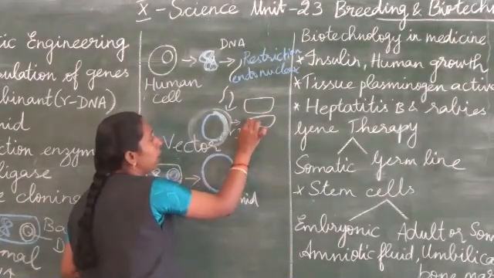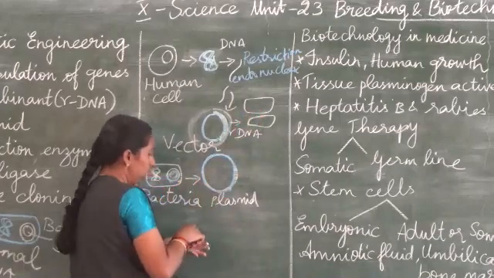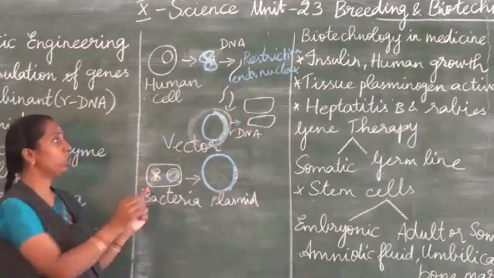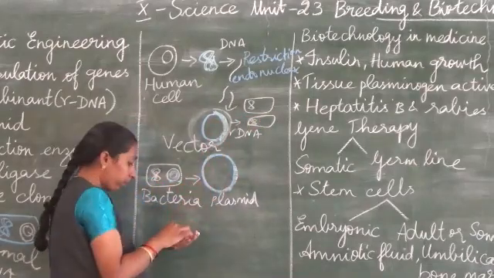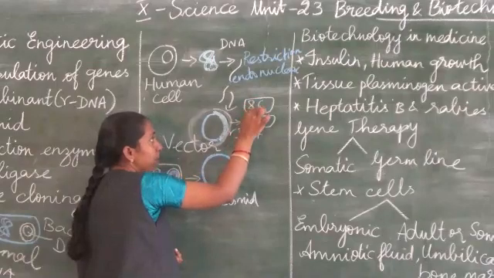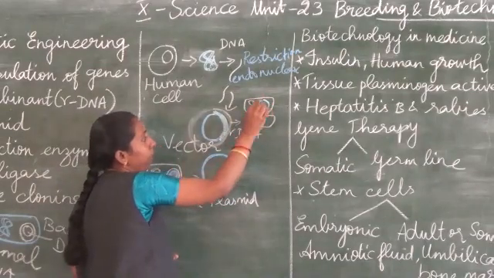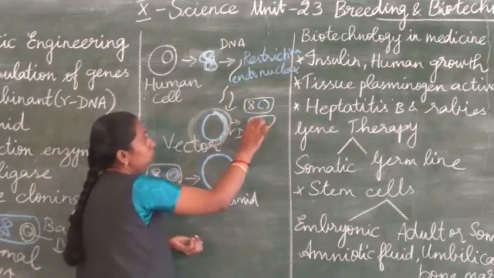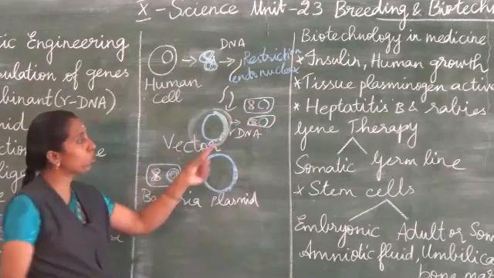So here, for example, there will be double circular DNA. This is the chromosomal DNA in bacteria, and then in each bacterium there will be a plasmid, and the plasmid will carry the desirable DNA. So like this, clones will be produced, so many clones.